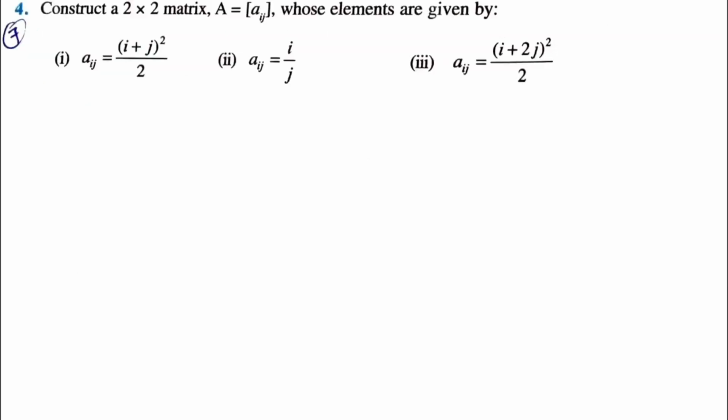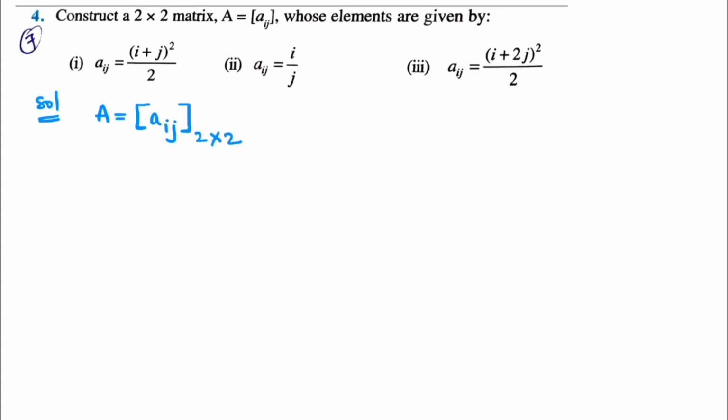See, this is a little difficult question. It takes time to explain. Try to understand. Construct a 2 by 2 matrix such that A equal to Aij whose elements are given by. What they are saying, A equal to Aij. This is the matrix. Okay. What is order of A? It is of order 2 by 2. So whose elements are given by.